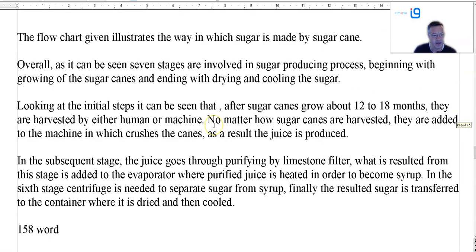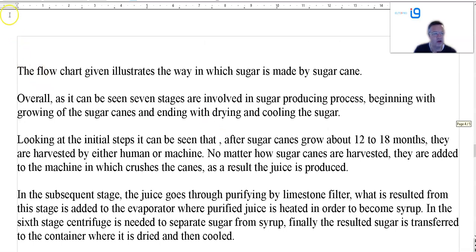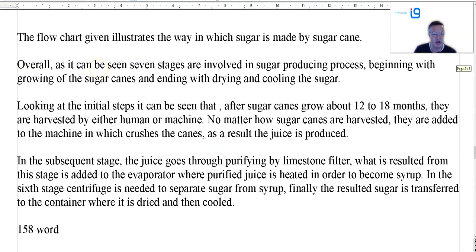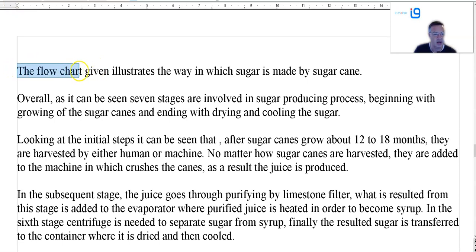Okay, so look at number 4. The flow chart. Well, it's not a flow chart, is it? It's not a flow chart. It's a diagram.